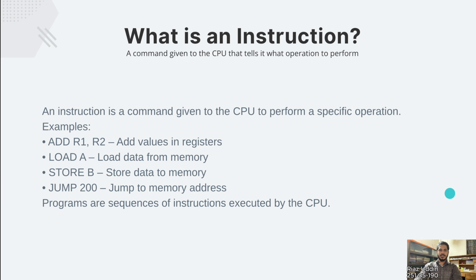Now, first let's understand what an instruction is. An instruction is a command given to the CPU that tells it what operation to perform. For example, add R1, R2 means add values in registers. Load A means load data from memory. Store B means store data to memory. Essentially, programs are sequences of instructions executed by the CPU.